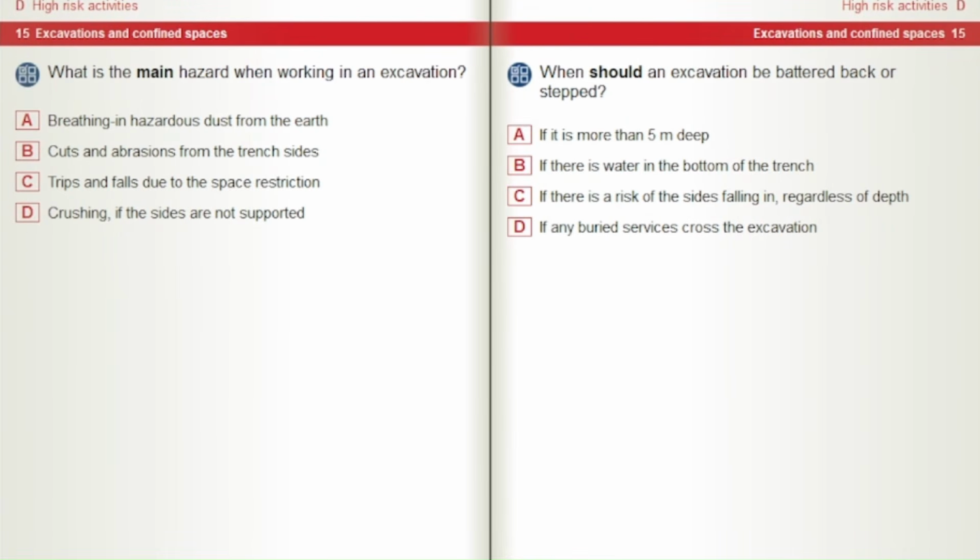What is the main hazard when working in an excavation? Breathing in hazardous dust from the earth. Cuts and abrasions from the trench sides. Trips and falls due to the space restriction. Crushing if the sides are not supported.